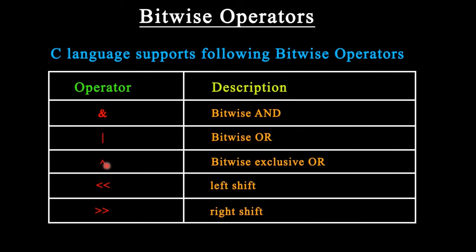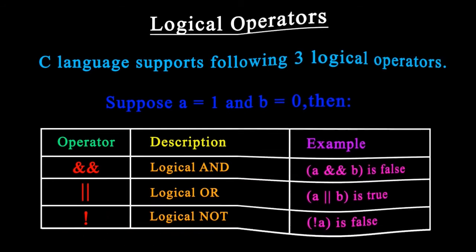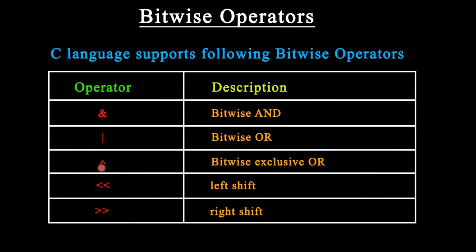And then this cap symbol that you are seeing here means the bitwise exclusive OR operator. Here in this case, it is represented as a cap and it is called bitwise exclusive OR. Then comes the left shift operator and the right shift operator. The left shift operator is represented by the smaller than symbol, and the right shift operator is represented by the greater than symbol.